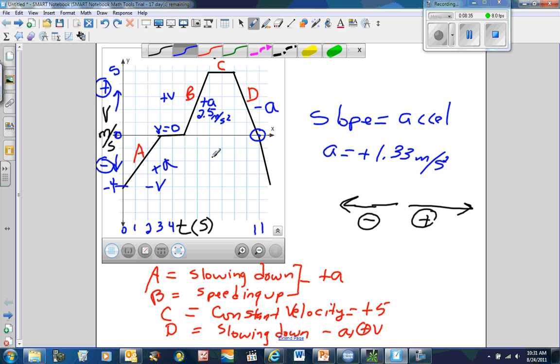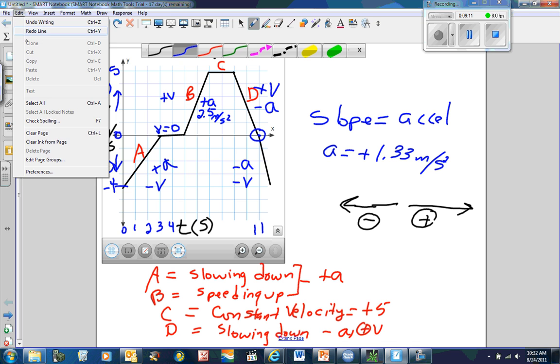Why is it negative velocity? Because I'm below this x-axis. This is still negative acceleration, but I'm speeding up. Starting right here, I speed up in the negative direction because I have negative velocity. Up here I have negative velocity, but I'm slowing down because I have positive acceleration. So that's just a little review on velocity time graphs. Soak that in and rewind it and look at it again if you want.